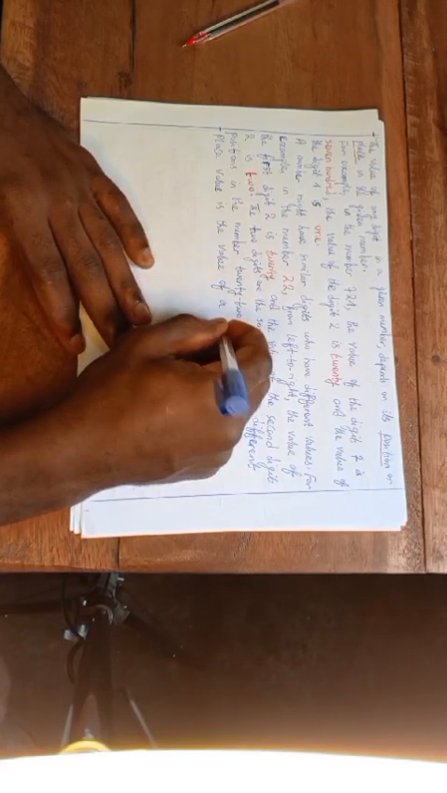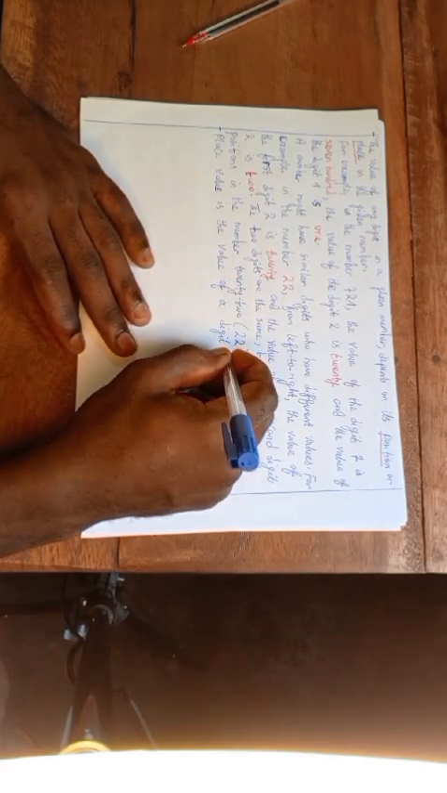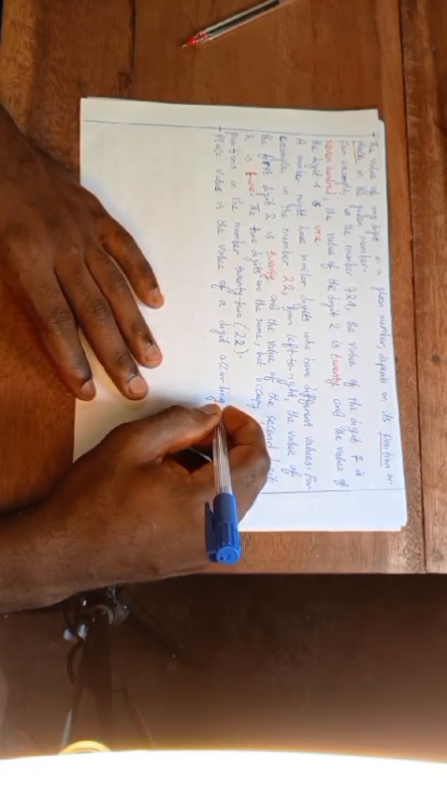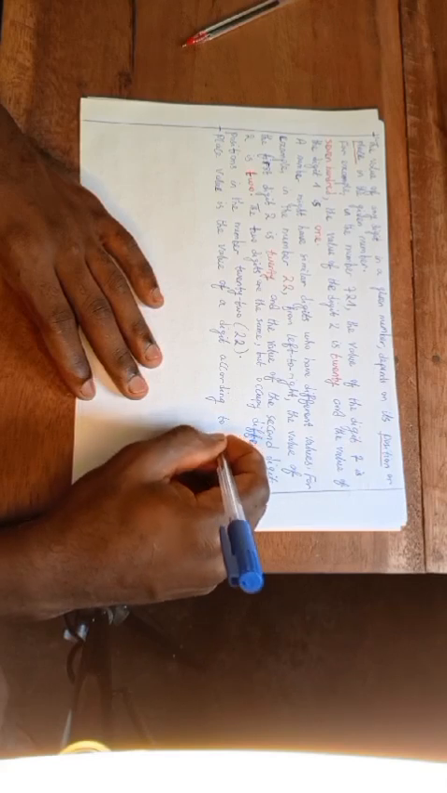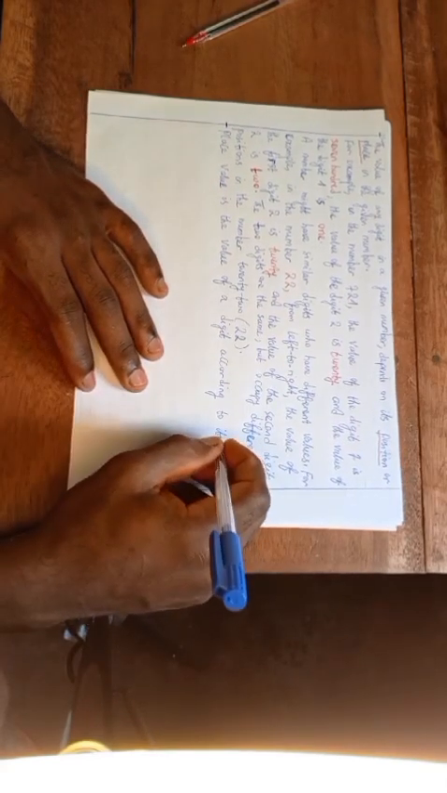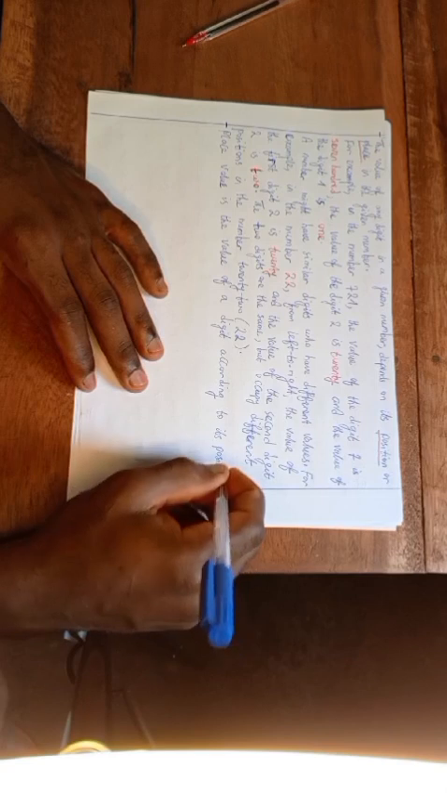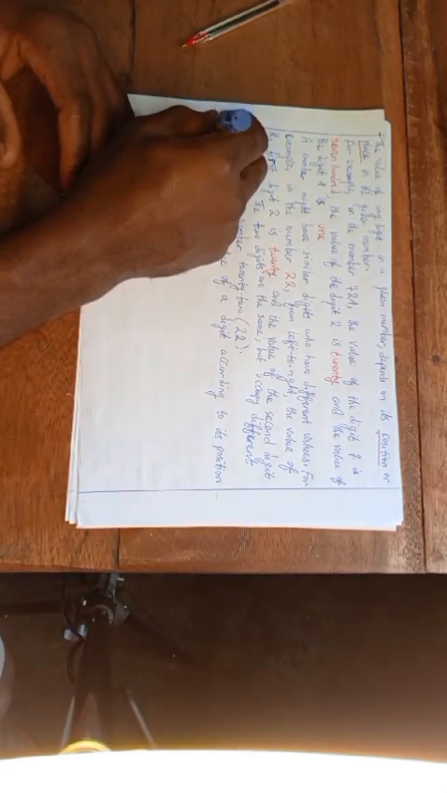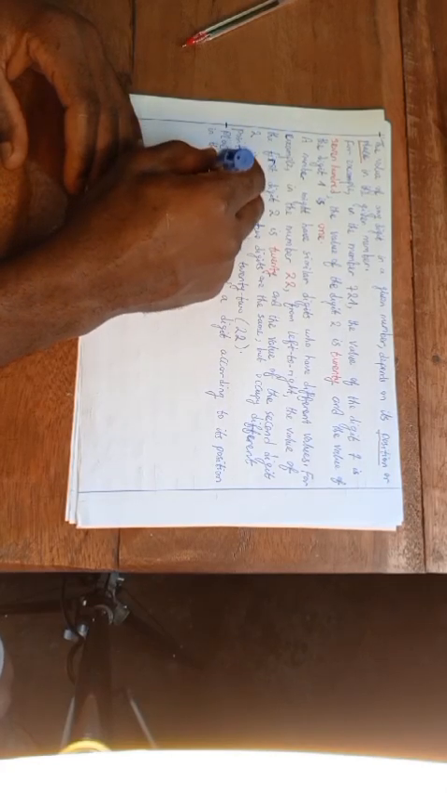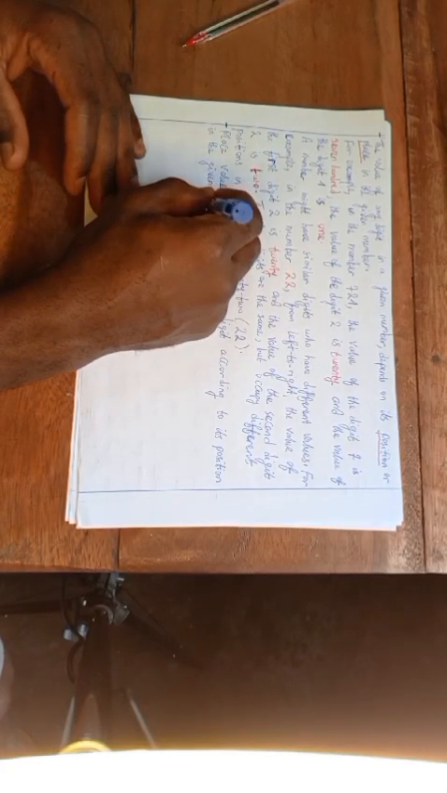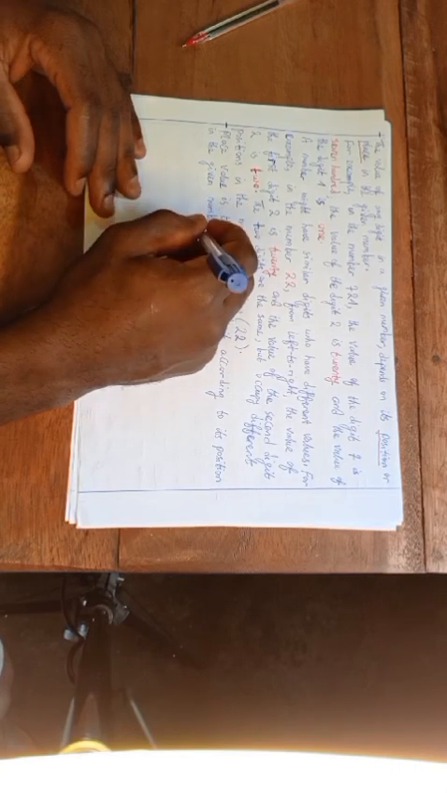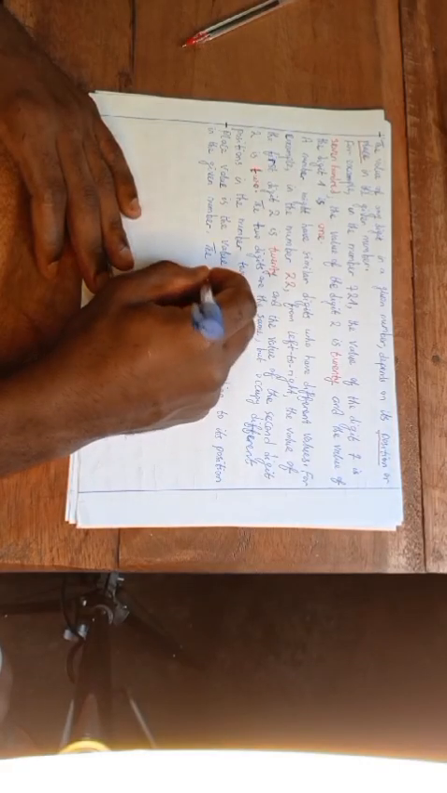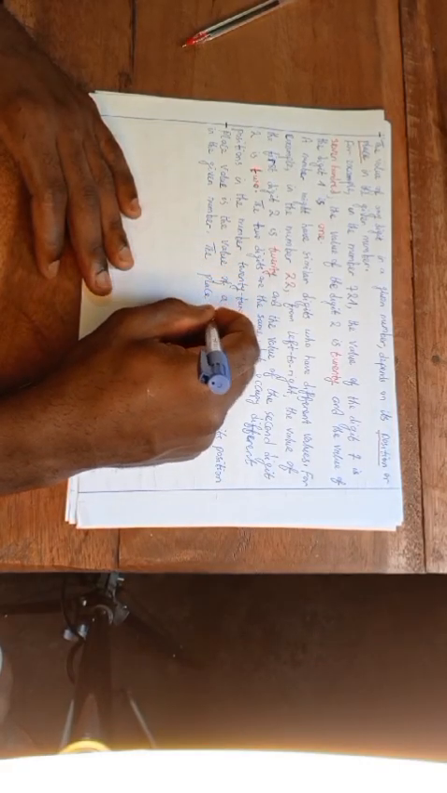Place value is the value of a digit according to its position in the given number.